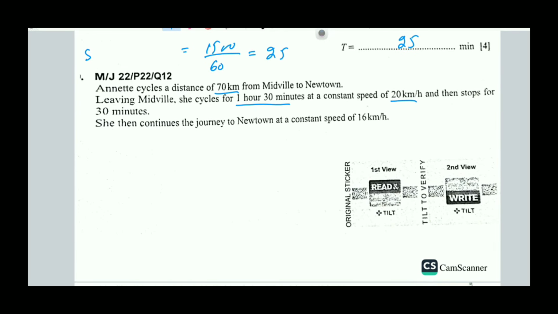Okay, the distance is 70 kilometer. Leaving this town, she cycles for 1 hour 30 minutes at a constant speed of 20 kilometer per hour. So what we have to actually find, time is given and speed is given. We have to find distance. So speed is equal to distance over time. Distance is equal to speed times time. Speed is 20 kilometer per hour, and time in hour will be 1.5. 1 hour 30 minutes will be written like 1.5 because 30 minutes will be written like 0.5 hour. So we will write it in hours. So 1.5, the answer will be 30. So D is equal to 30.